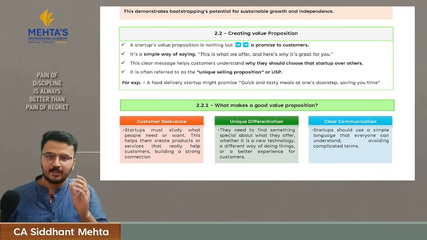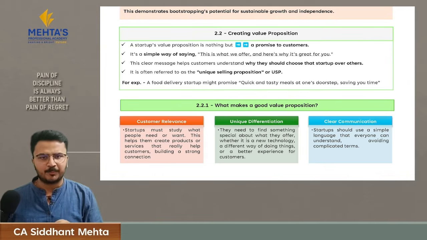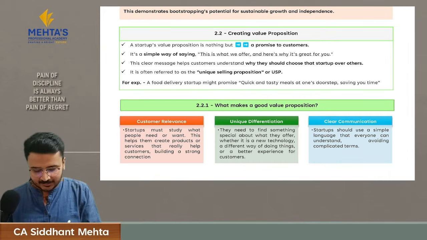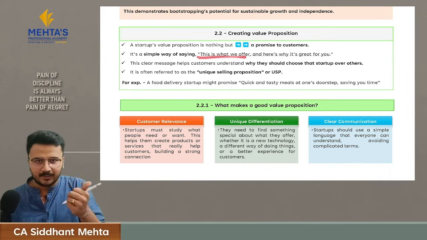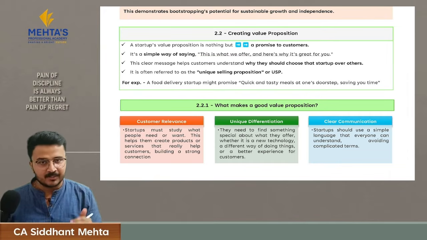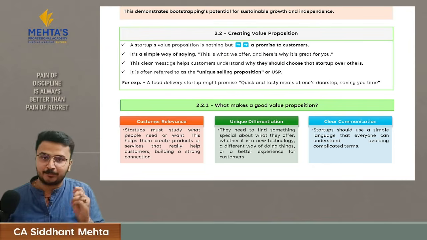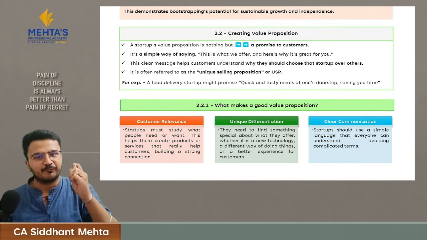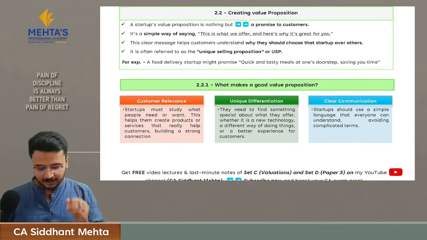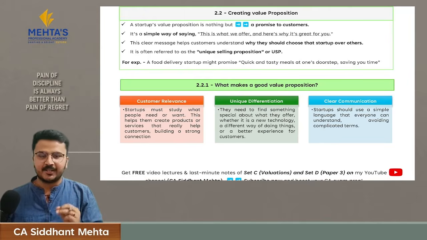For example, Rapido's value proposition is "5 minute mein bike, auto, car, never too far." So here they are mentioning that we are providing you the services of bike, auto, or also cab services. And why are we great for you? Because we can provide you all these services in just 5 minutes. So if you have to make a good value proposition, it should have 3 things.